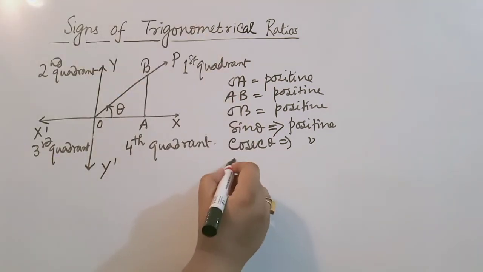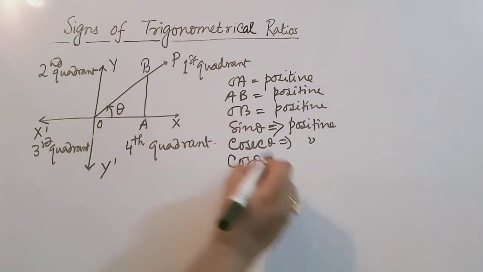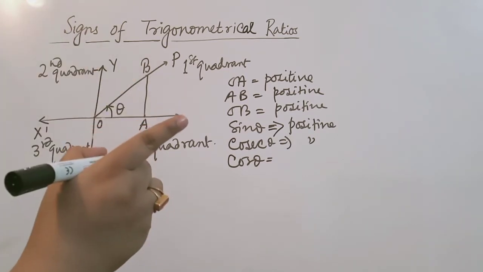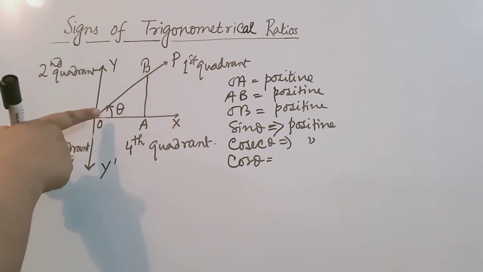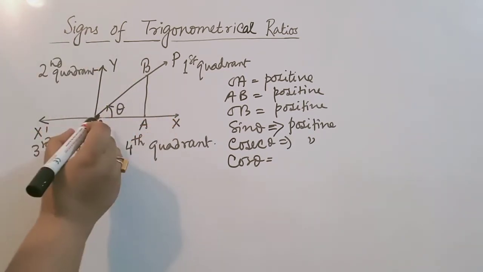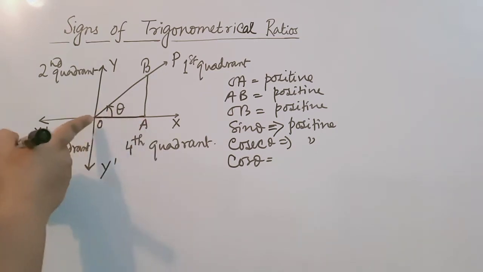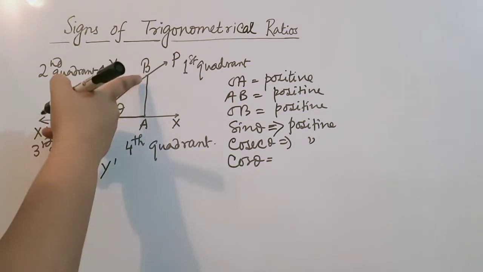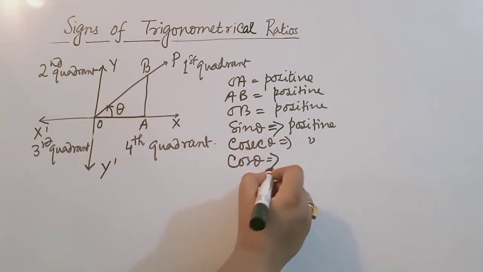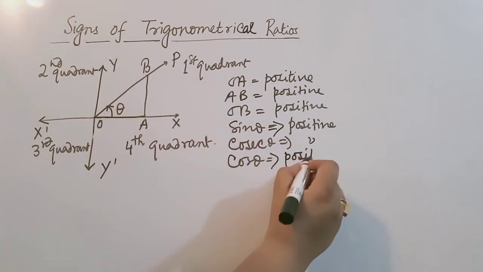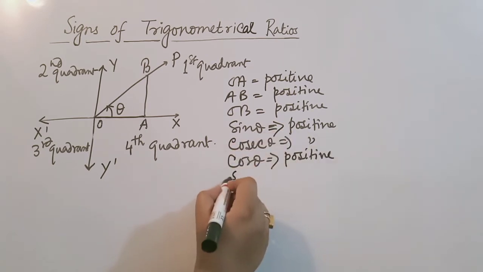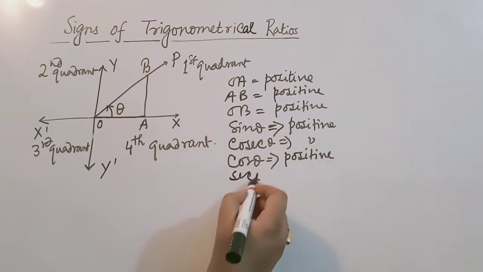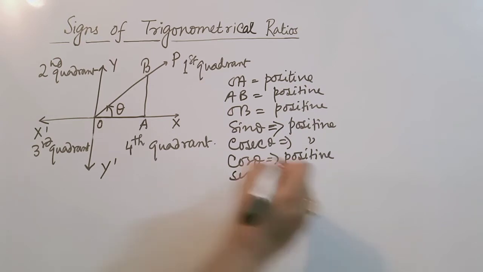Now if we consider cos theta, we know cos theta equals adjacent side of the acute angle by hypotenuse. Now OA is positive because OA is considered along the positive part of x-axis. OA is positive and OB is also positive. So obviously cos theta will also be positive. And so sec theta, which is 1 by cos theta, will also be positive.